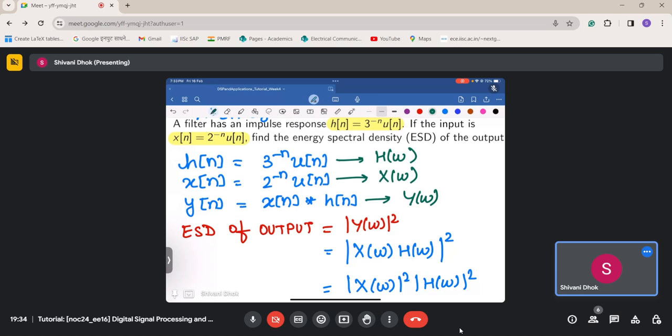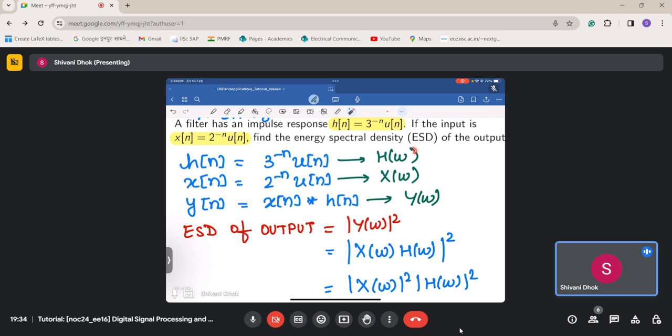Okay, so this h(n) is equal to 3^(-n) u(n). Let it have DTFT H(omega). x(n) is equal to 2^(-n) u(n). Let it have DTFT X(omega). y(n) is the convolution of x(n) with h(n), and let it have its DTFT as Y(omega). Now using the convolution property, this Y(omega) is simply the multiplication of H(omega) and X(omega). And the energy spectral density is given as magnitude of Y(omega) squared. So I can replace this Y(omega) as X(omega) multiplied with H(omega).